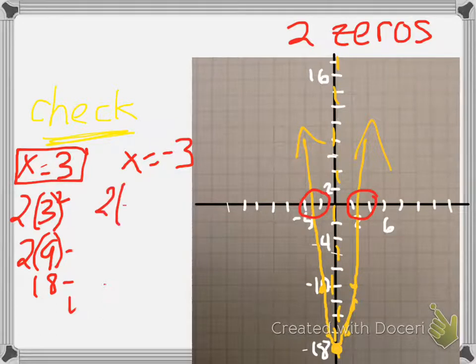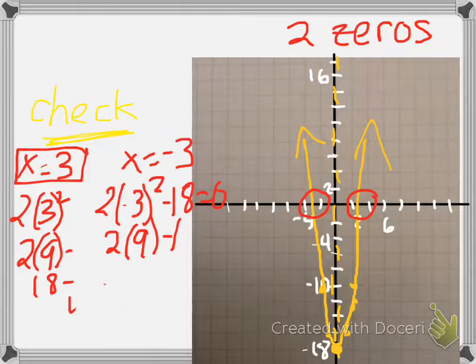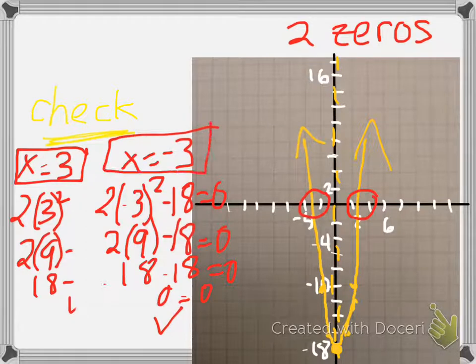2 times negative 3 squared minus 18. Does that equal 0? 2 times negative 3 squared is 9. This looks awfully similar. 18 minus 18, 0 equals 0. Yay! So we've checked, and our 2 zeros are x equals 3 and x equals negative 3.